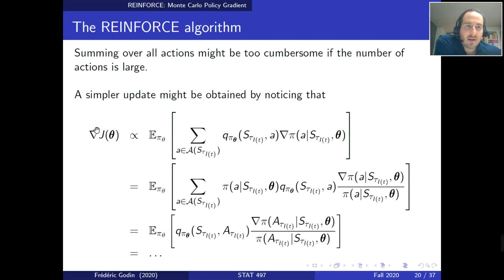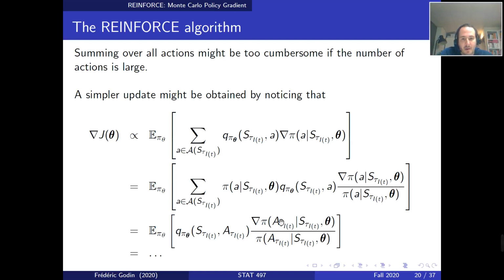We can notice that our gradient, as we've shown in the previous slides, the gradient of the objective function with respect to the parameters, is the expected value, when the state follows the on-policy distribution for policy pi theta, of the sum across all actions of the action value function in state S and action A times the gradient of the probability of selecting action A given the current state and current parameter vector. How do we go from here to here? Here we simply multiply at the numerator and the denominator by pi, the probability of selecting action A given the current state. And how do we go from here to here?